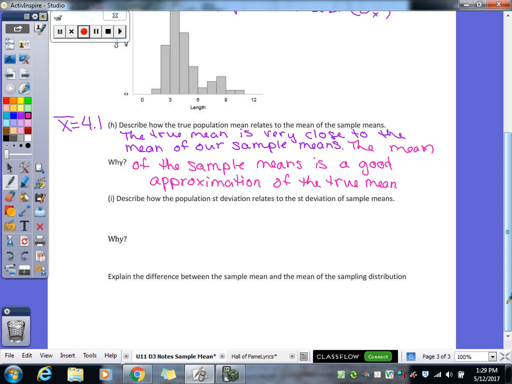Which is why that's the whole reason we take a whole bunch of samples, is because the more samples you get and then you find the average of those, that's going to be the best prediction of your true mean, which is very difficult to find in a lot of situations.